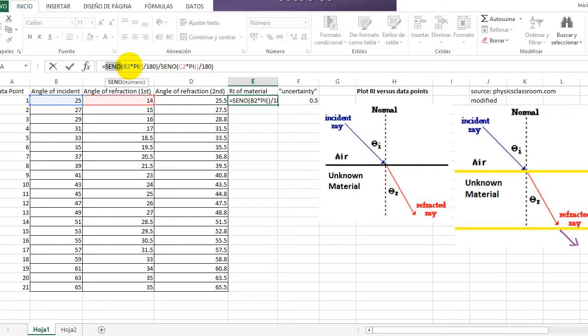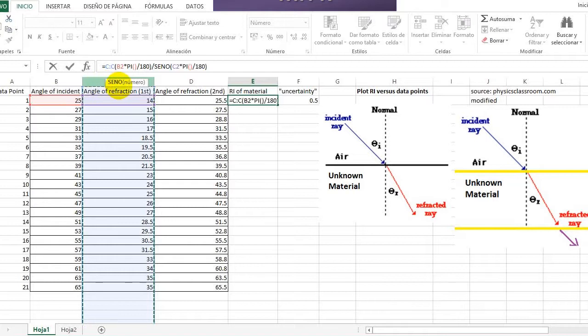But for now, what you need to do to convert between degrees and radians is multiply by pi and divide by 180. So we have to take the angle of incident times pi divided by 180. You can see the closed parentheses, which is the end of our number. By doing all that, this will give us the sine of the angle of incident. We're going to divide that by the sine of the angle of refraction. And my angle of refraction is in cell C2.